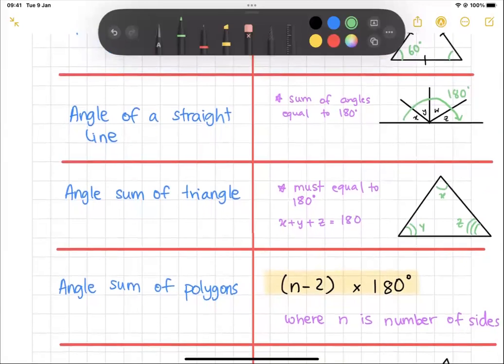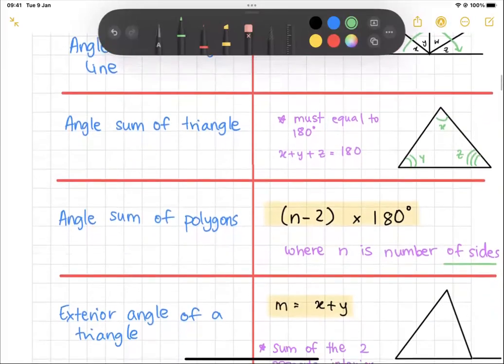Okay. Angle sum of polygons. This is something new, something different. To find the angle sum of a polygon, just like the triangle, right? All I need to do is, okay, how many sides do I have? Okay. Minus 2, times by 180.